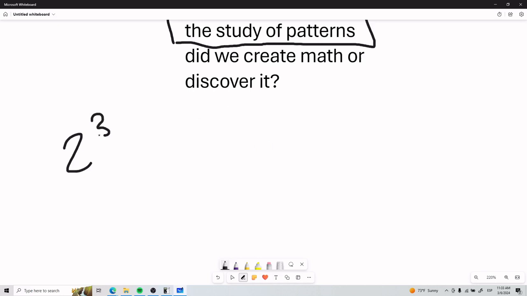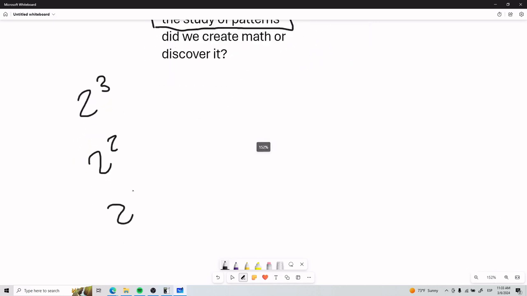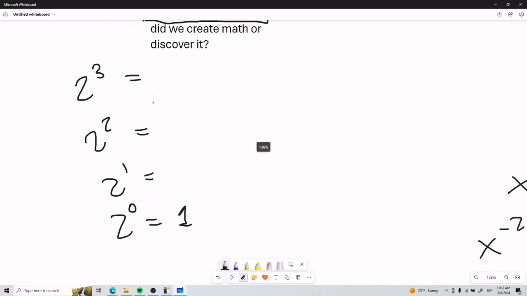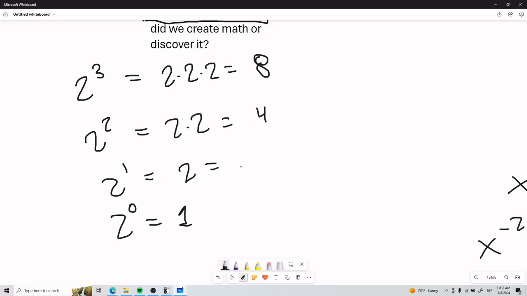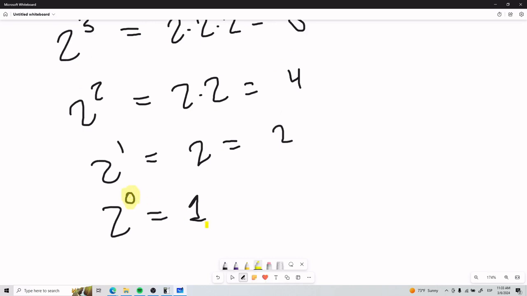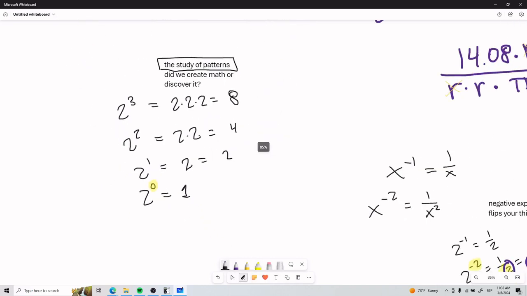See? Example: 2 to the power of 3, 2 squared, 2 to the power of 1. So this is just a mini lesson on how negative exponents work, and you're also going to discover why anything to the power of 0 is equal to 1. So mini lesson, you can skip ahead if you want. 2 to the power of 3 is 2 times 2 times 2, which is 8. 2 squared is 2 times 2, which gives you 4. 2 to the power of 1 is just 2. And 2 to the power of 0 is 1 because you've been taught that anything to the power of 0 is equal to 1. Let's understand why.